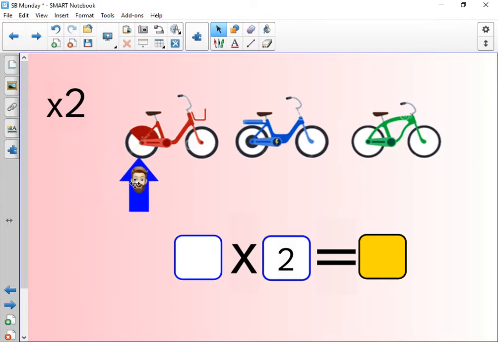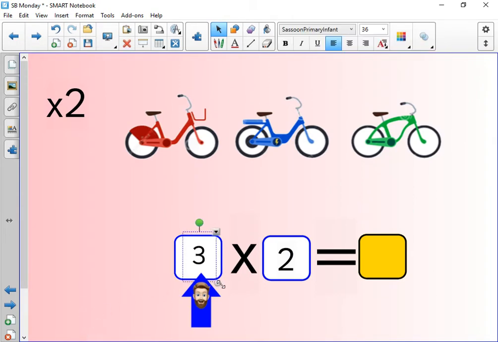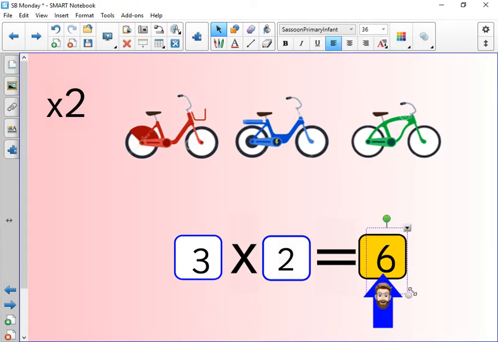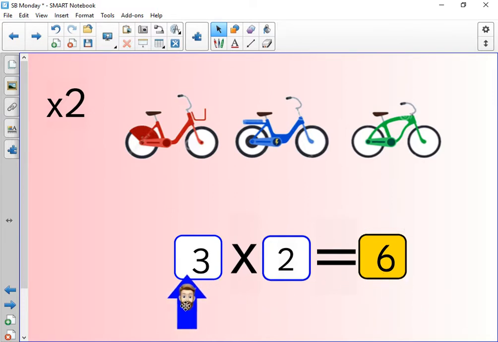So I've got my bikes. So I've got 1 lot of 2, 2 lots of 2, 3 lots of 2. So what must go here? 3, because I've got 3 groups with 2 in each group. How many altogether? Count those up for me. Don't count in ones, count in twos. Tell me the answer now. That's right, there are 6 altogether. So my number fact is 3 multiplied by 2 equals 6. 3 times 2 is 6.